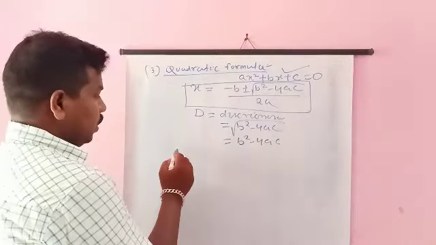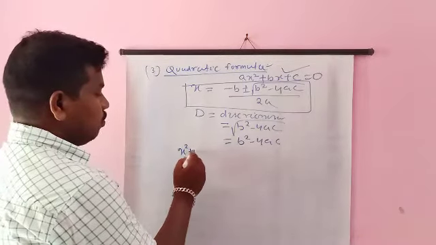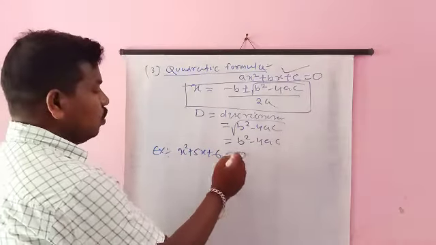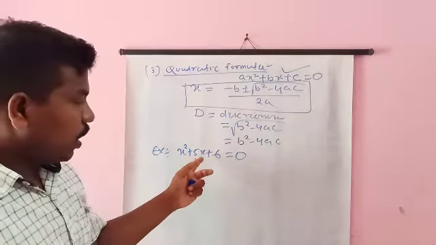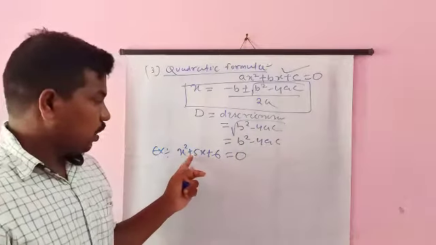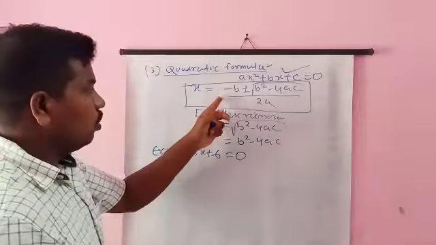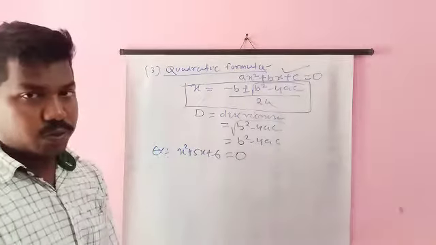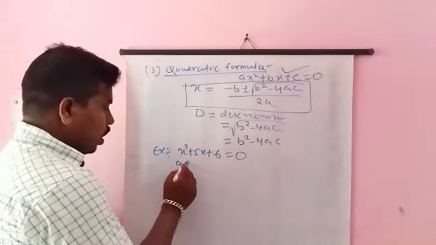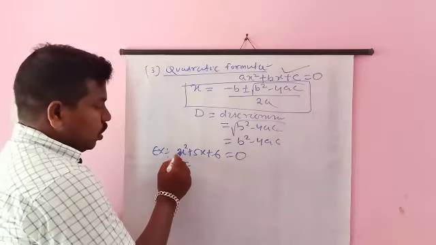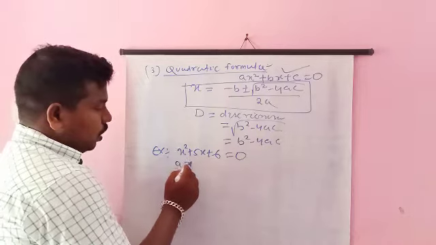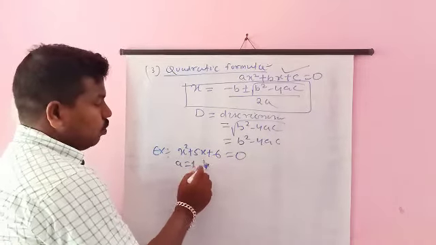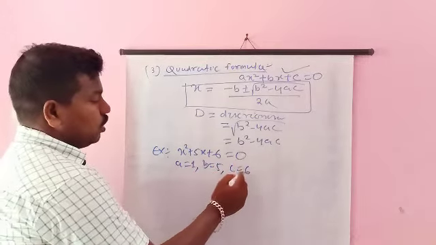So let us take an example: x square plus 5x plus 6 equal to 0. To find the solution and roots of this quadratic equation, we use the formula x equal to minus b plus minus root over b square minus 4ac, by 2a. So here a equal to 1, since the coefficient of x square is nothing there, so it is automatically 1. The coefficient of x is 5, that means b equal to 5, and c equal to the constant, that is 6.